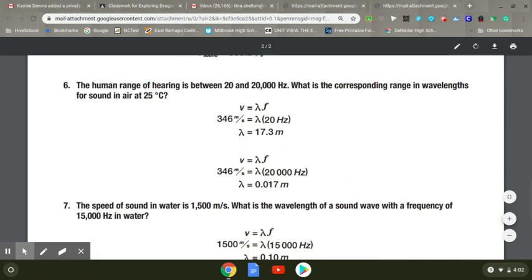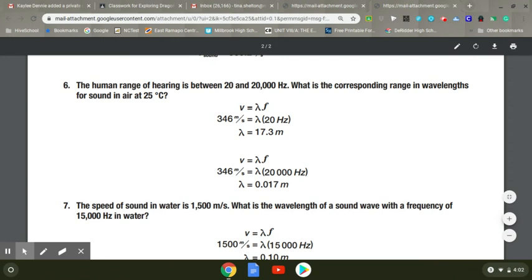Question 6 says the human range of hearing is between 20 and 20,000 hertz. What is the corresponding range in wavelengths for sound in air at 25 degrees Celsius? So we have our 346, which we found to be the velocity at this particular degree Celsius in a previous problem. We have our wavelength, which we're solving for, and we've got our frequency, which is 20 hertz. So when we solve for wavelength, we get 17.3 meters.